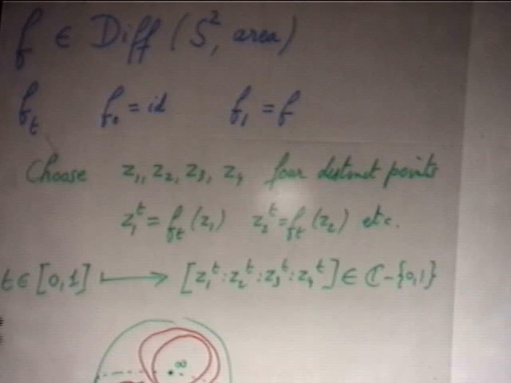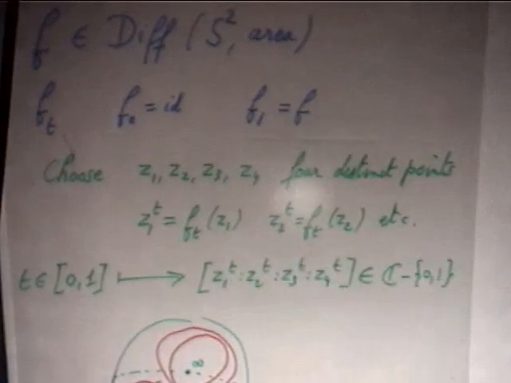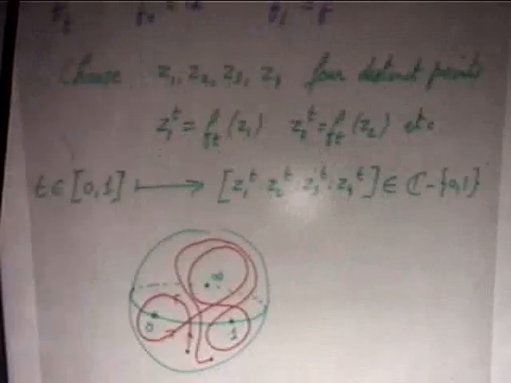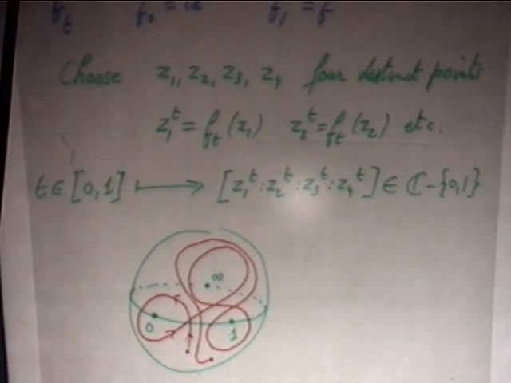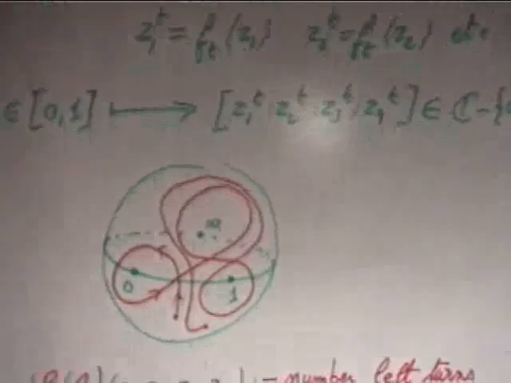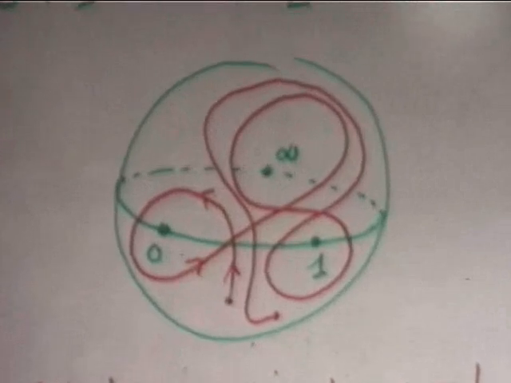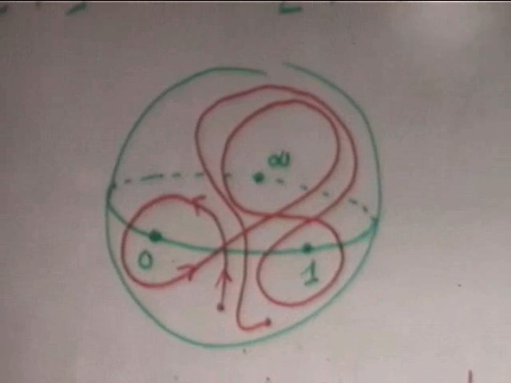These 4 points move. At each moment, you can compute the cross ratio. In this way, you get a curve, t goes to the cross ratio at time t. And you get a very complicated curve in C minus {0, 1}. So here's the picture. The green sphere is the Riemann sphere. I have put 3 points, 0, 1, infinity, and the red curve is the evolution of the cross ratio along the isotopy. So the 4 points are moving on the sphere, and during this motion, the cross ratio is moving. It might be very complicated.